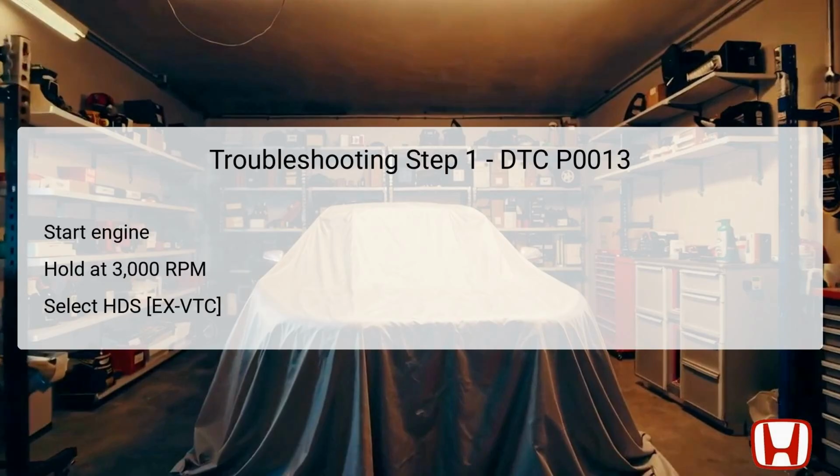The first step in troubleshooting DTC P0013 begins with starting the engine and allowing it to warm up. You will need to hold the engine speed steady at 3,000 RPM, which is essential for assessing the PCM's performance in relation to the VTC system. This process is crucial because it places the engine in a condition where the VTC system can operate under load, allowing for accurate monitoring of the solenoid's function.